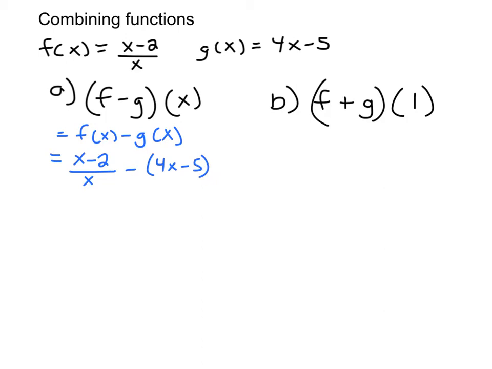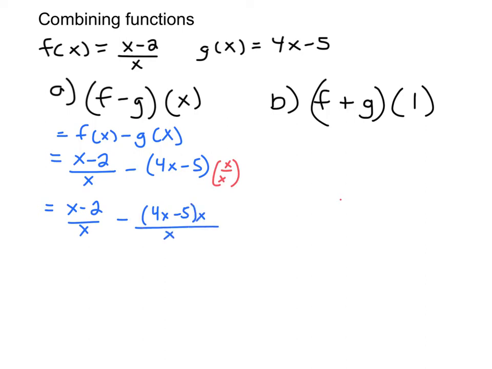Now I'm going to combine these to make it into one fraction, so kind of simplify it. The way I'm going to do that is I'm going to multiply the term on the right by x over x. By multiplying by x over x, I don't change anything, because x over x is just 1. So this is 2 minus x minus 2 over x minus 4x minus 5 times x over x.